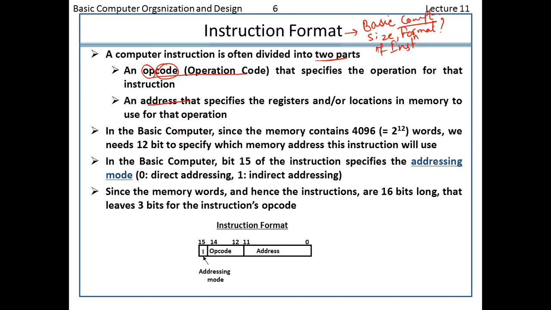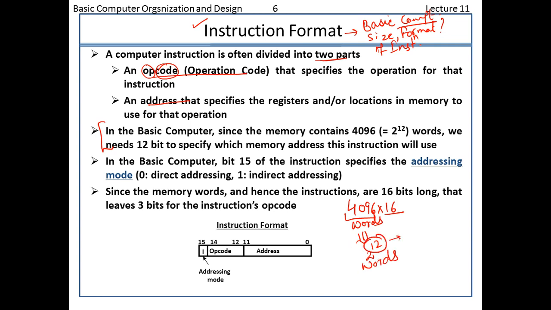So in the basic computer, since the memory contains this many words, we need 12 bits to specify which address in the instruction will be used. So in the basic computer, the 16-bit instruction specifies the addressing mode. The idea here is that as we are learning about the instruction format, if I stick to this particular configuration, it simply means that there are 4096 words, which is equivalent to 2 raised to the power 12 words.